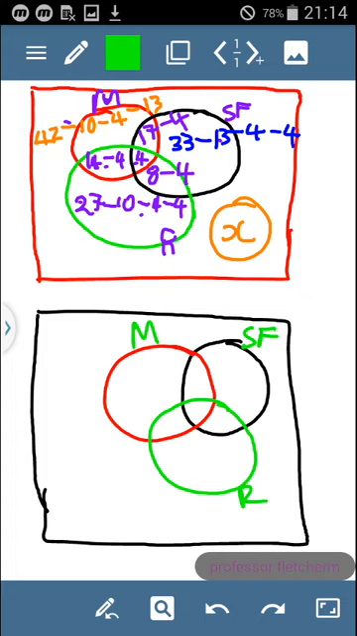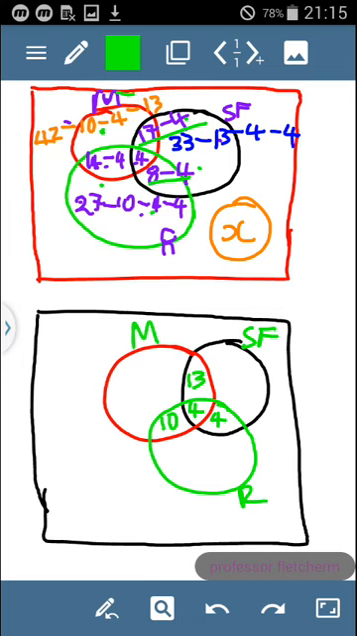So we know that 4 bought all books, and for mysteries and science fiction we had 17 minus 4, so we have 13 here, right? And then for those who had mysteries and romance, we had 14 minus 4, and we have 10, right? And those which got for romance and science fiction, 8 minus 4, we had 4 there, right?